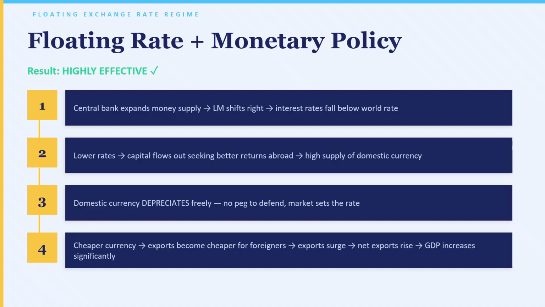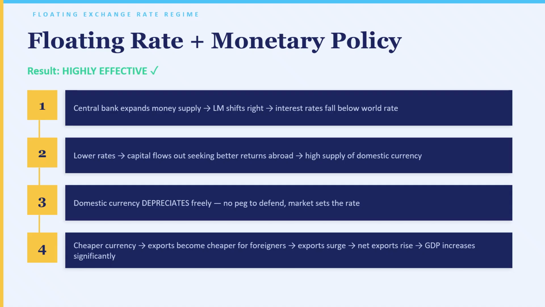Now, for a floating rate economy, monetary policy is highly effective because the central bank will, for example, choose to expand money supply. The LM will shift to the right and rates will fall. Capital will flow out, the same as before, because domestic rates are now below the world rate. And here's where the difference comes. There is no peg to defend, so the currency is free to move, and it will just depreciate, and it weakens in the market. And a weaker currency means your exports just got cheaper for every foreign buyer.